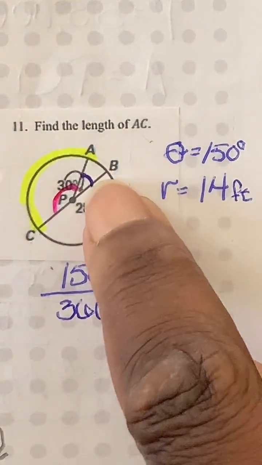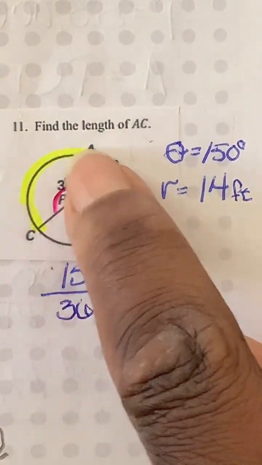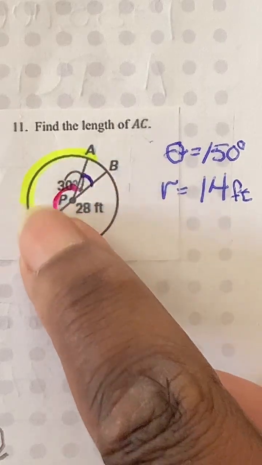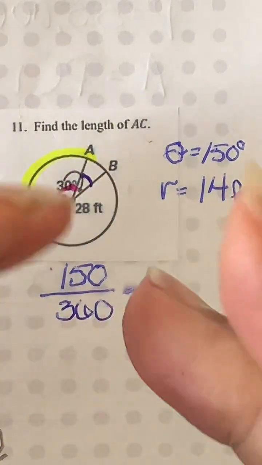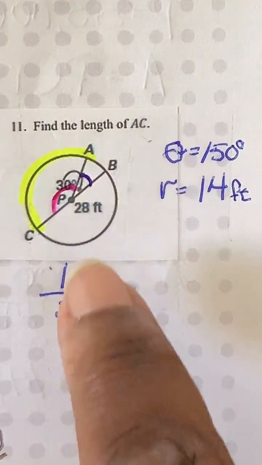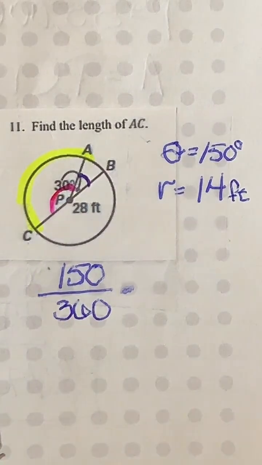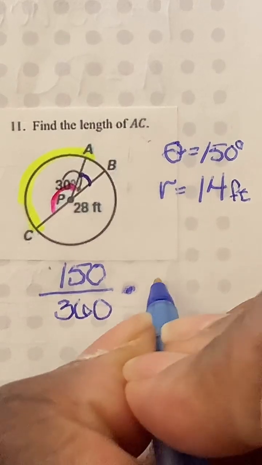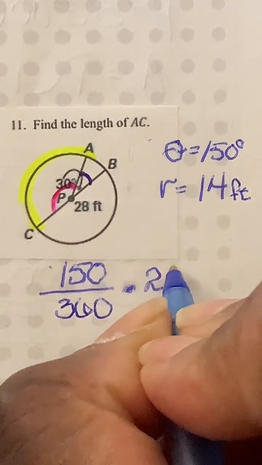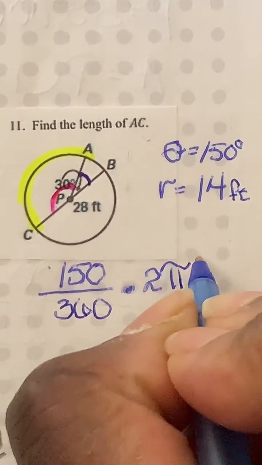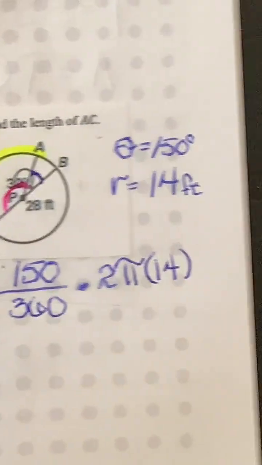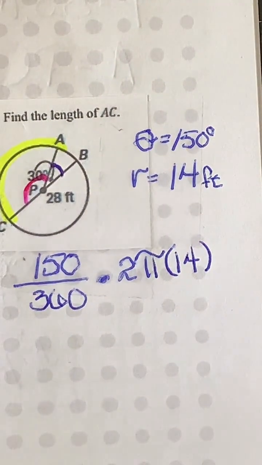Times, now since we just want the length, that means we're looking at circumference. Circumference is the rim. It's the perimeter of the circle. It's the outside. So the formula for that is 2 pi r. And we know that our r is going to equal 14 feet. Are we good so far?